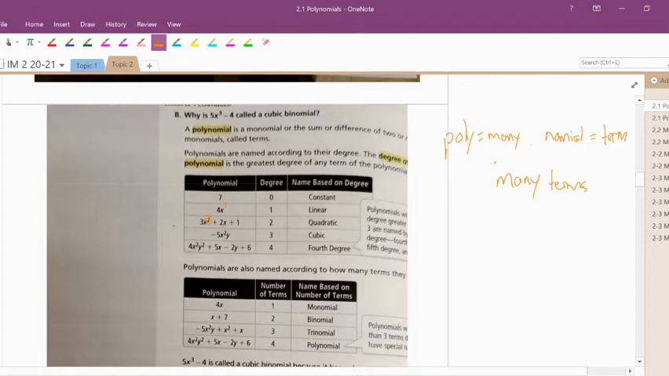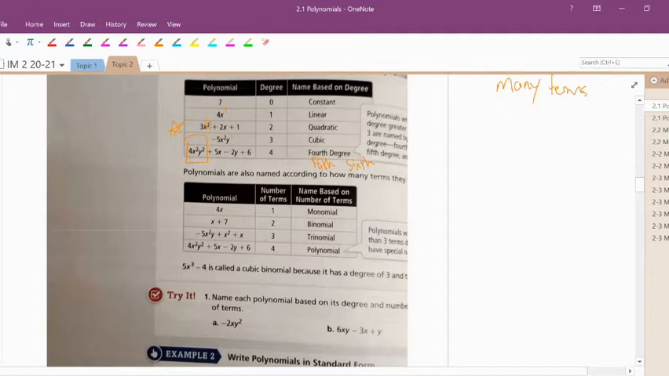Negative 5x squared y, I've got 1 y, 2 x's, grand total of 3 variables, and degree 3 makes it a cubic. 4x squared y squared plus 5x minus 2y plus 6, the biggest degree is that first term. We have 2 x's, 2 y's for a grand total of 4, so degree 4. And anything 4 and more is just going to be 4th, 5th, 6th, and so on. They don't have special names for them, just the first 4.